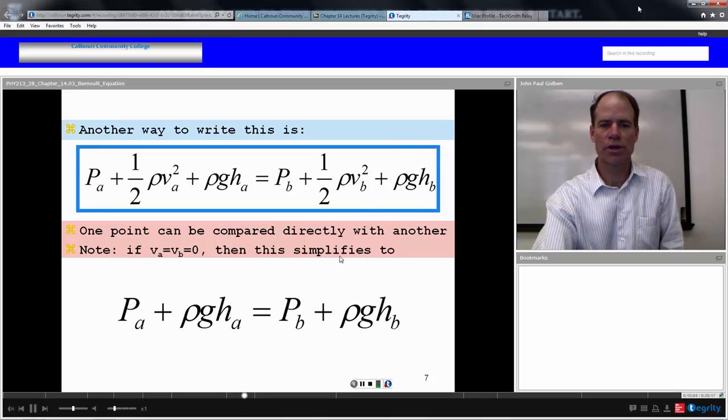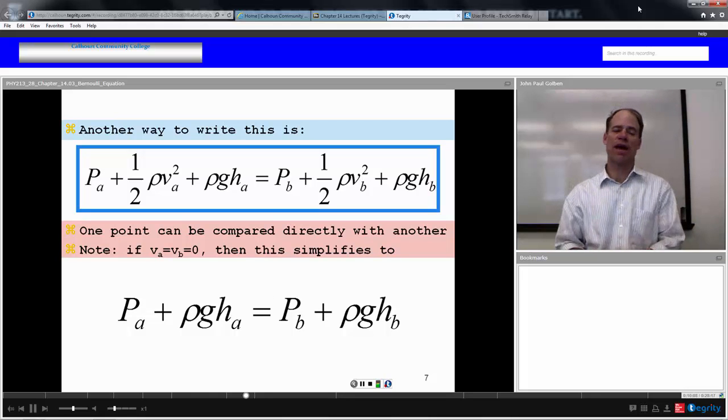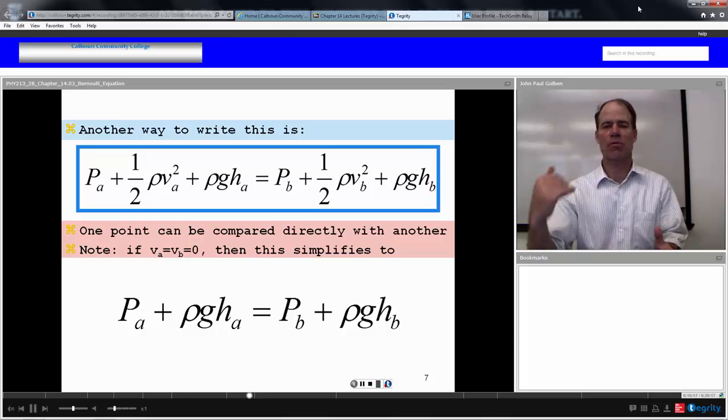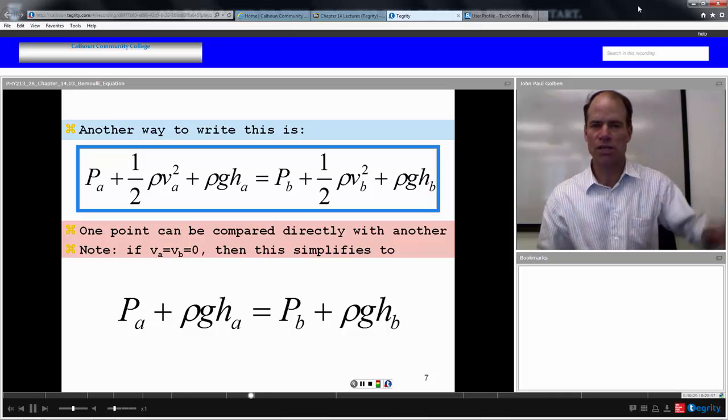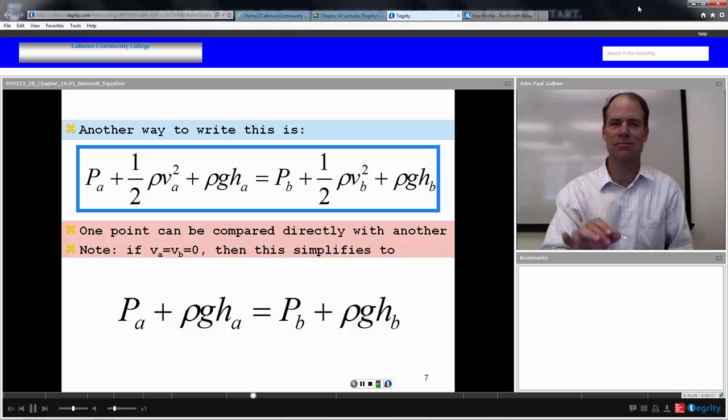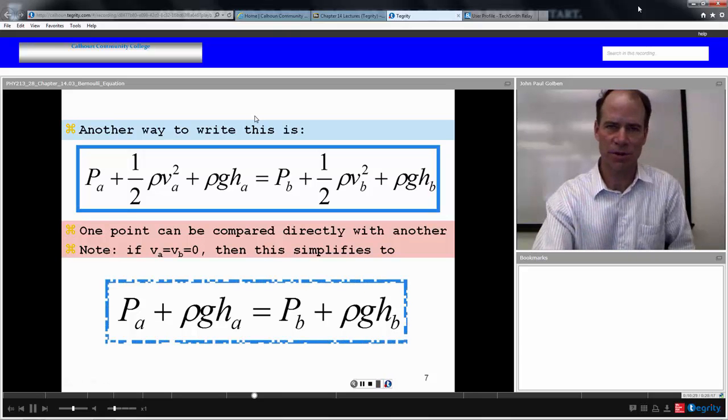So one point can be compared, and if the velocities were 0, we'd have absolute pressure at A plus rho gh is equal to absolute pressure at B plus rho gh. And if we look at this, this really truly is, if we define one height as being 0, the formula that we've already had for pressure with depth within a static fluid. So this is just a subset of Bernoulli's equation.